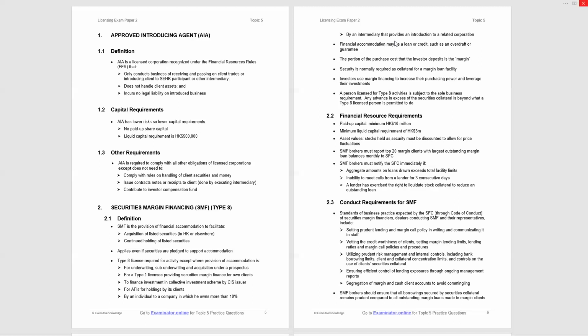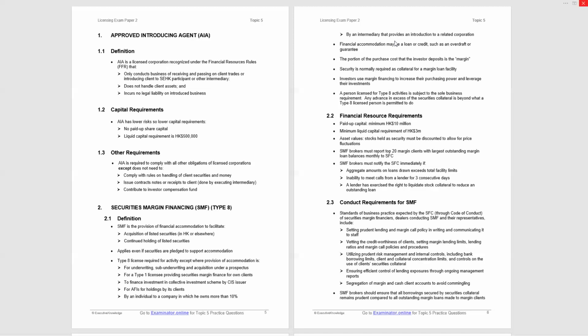First point, for underwriting, sub-underwriting, acquisition under a prospectus. So that's specifically lending in a listing situation. You do not need Type 8. For a Type 1 licensee, that is the securities dealers, you're already licensed. SFC is already regulating you. And it's where you are lending money to your own dealing clients to enable them to buy on the margin. They don't need Type 8.